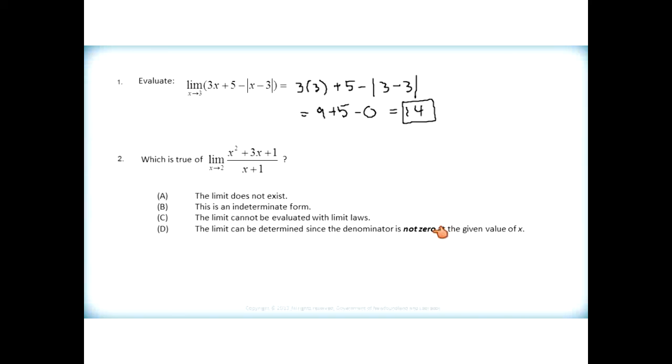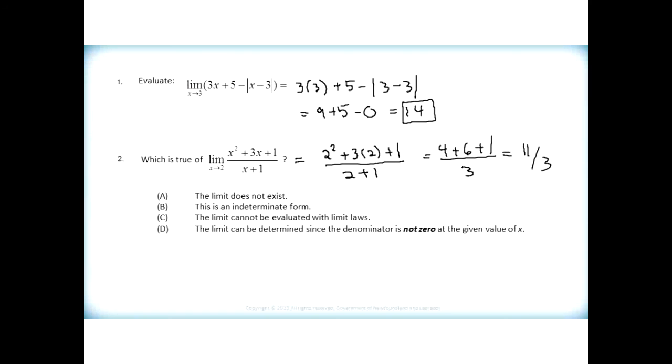Why don't we just go back to what we had and see if we evaluate the limit what happens, and that might make answering this question a bit easier. So if we try to evaluate this using direct substitution, we just get 2 squared plus 3 by 2 plus 1 divided by 2 plus 1. And that's going to be 4 plus 6 plus 1 all over 3. 4 and 6 and 1 are 11. So we have 11 thirds. And that seems okay to me.